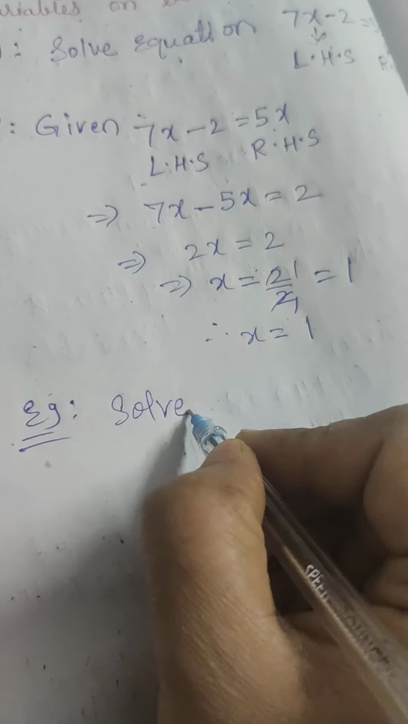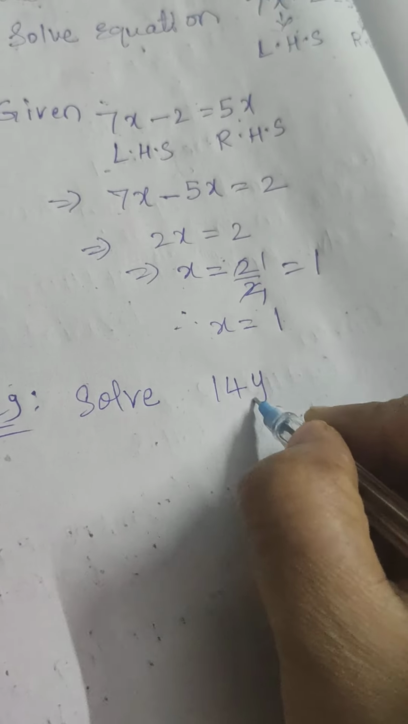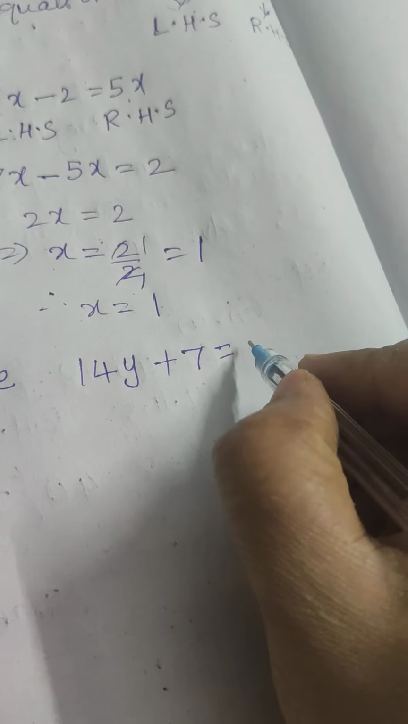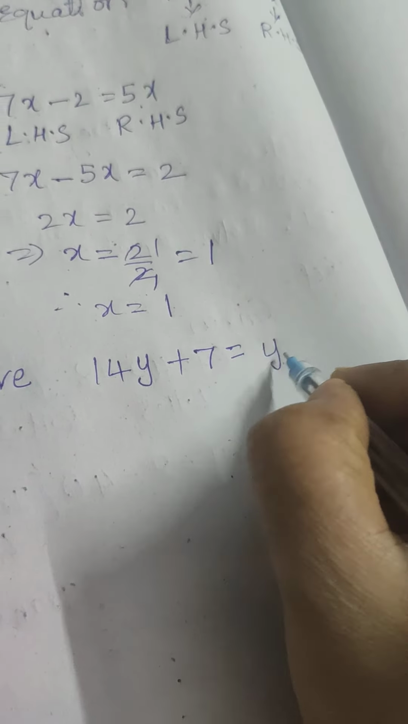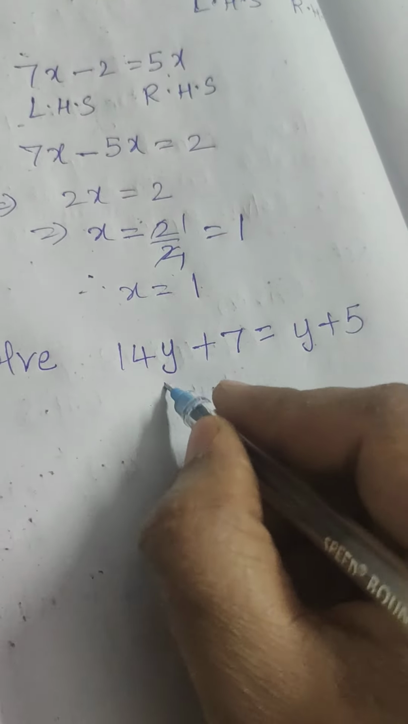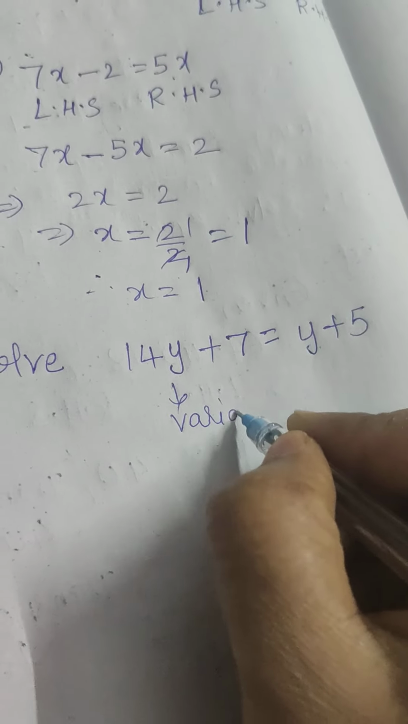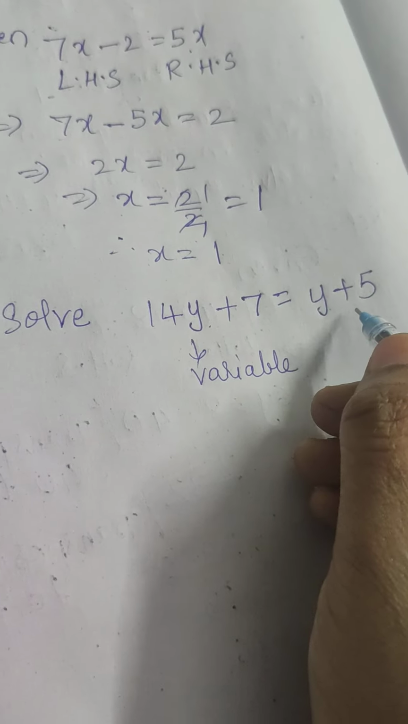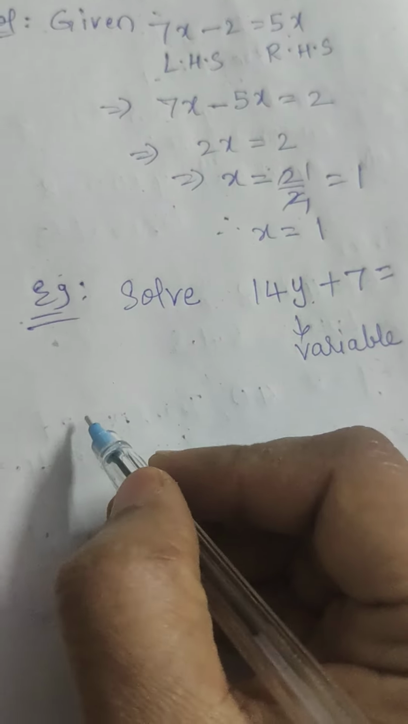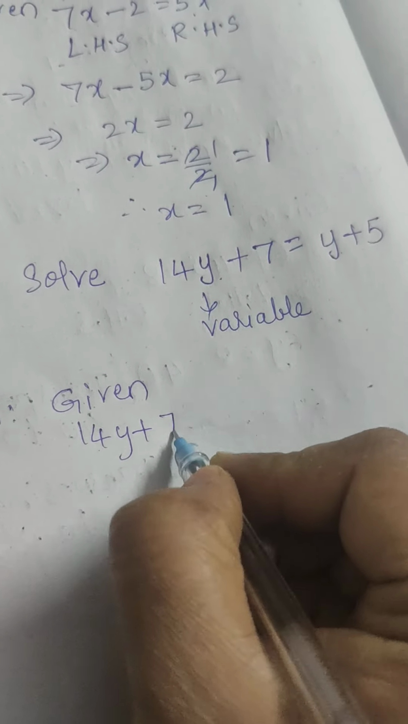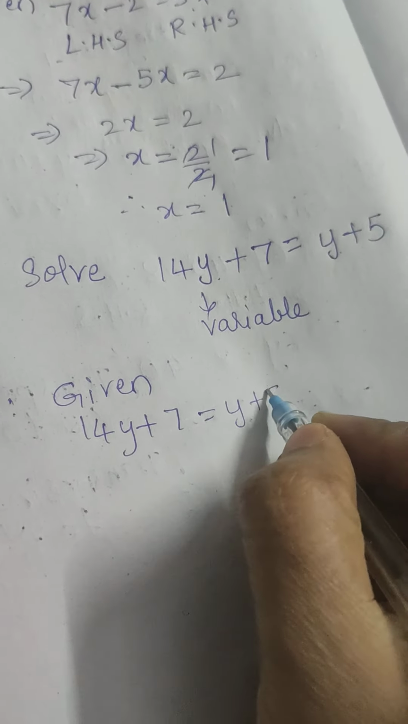If I take one more example, solve 14y plus 7 is equal to y plus 5. Now what is the variable here? y is the variable. We are having variable on both sides. This is left hand side and this is right hand side. Now how can we solve this? Solution. Given 14y plus 7 is equal to y plus 5.